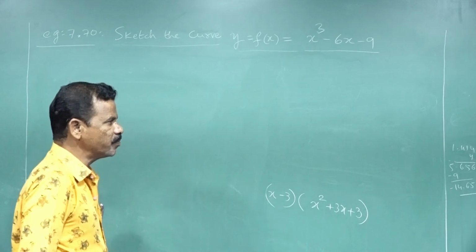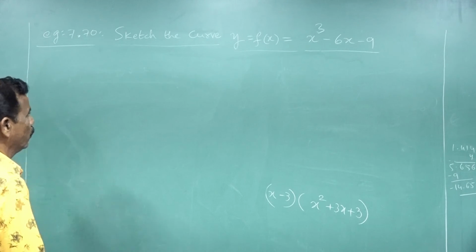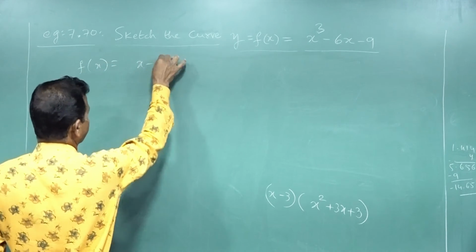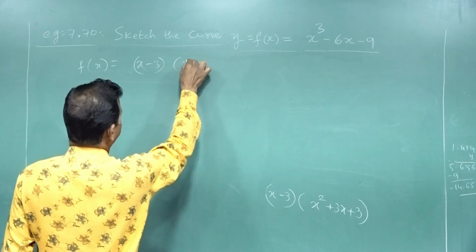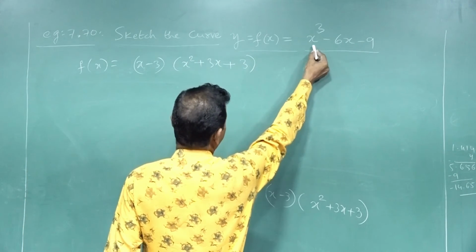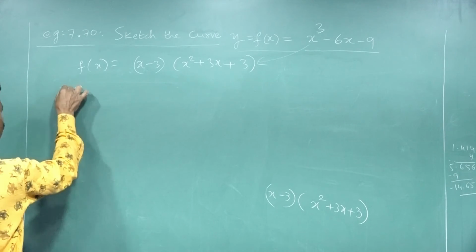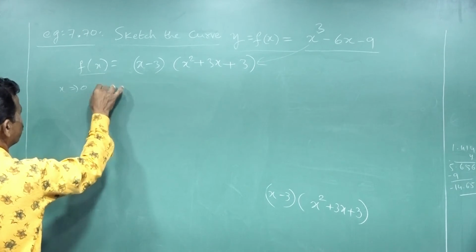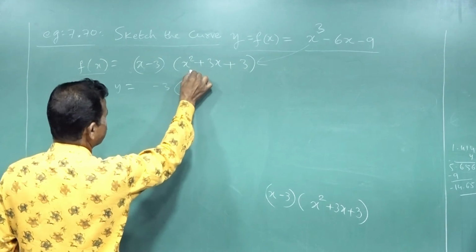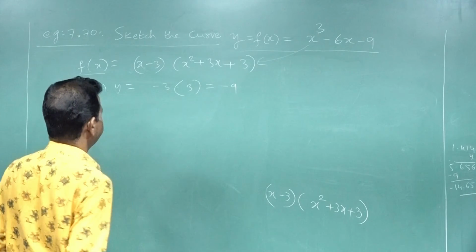Next, the intercepts of the curves. For this, f of x is equal to x minus 3 and x square plus 3x plus 3. So here this function is the same. That's why put x is equal to 0. Then f of x, the y, is equal to what? At x is equal to 0, this is minus 3, this is 0, this is 0 plus 3. So it is minus 9.